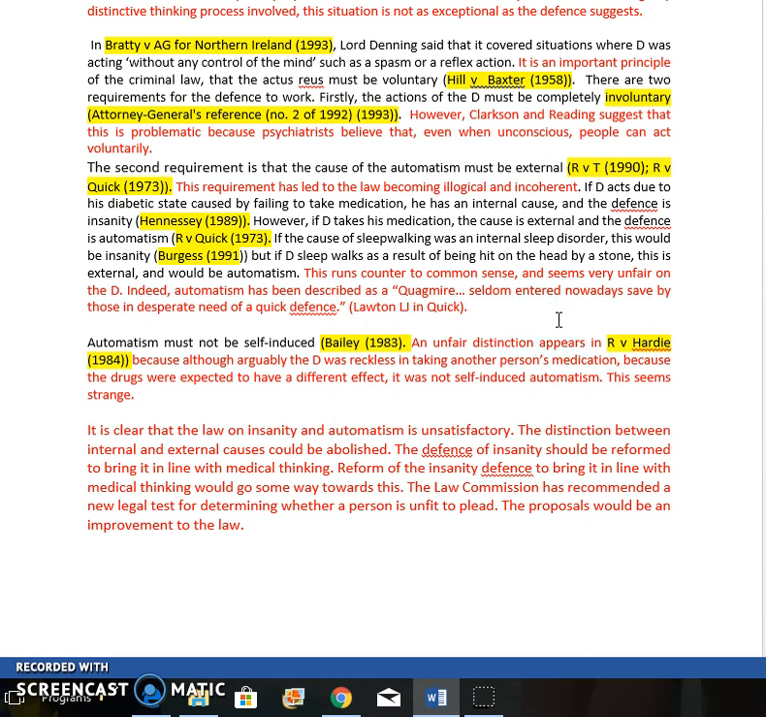Final rule on automatism is that it must not be self-induced, and you've got Bailey on that. But then if you remind yourselves of the case of Hardy, it seems really unfair. In the case of Hardy, the defendant had taken his girlfriend's drugs, and arguably it's reckless to take someone else's drugs, but because they had the opposite effect to what he expected, he was allowed the defence. It wasn't self-induced. This is strange, conflicts with the case of Bailey.